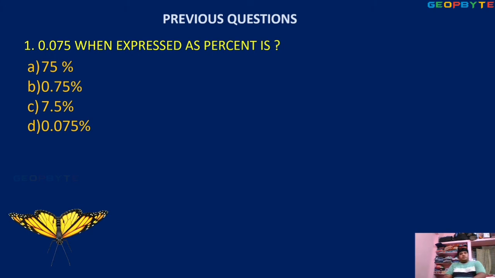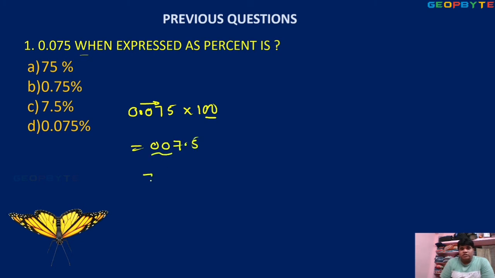Next. Some previous questions. Okay. 0.075 when expressed as a percentage is? 0.075 into 100. Okay, here the decimal has 3 digits, but here we have 2 zeros. So move only 2 places forward. Then 0, 0, 7.5. This 0 is not necessary. So 7.5 percentage.